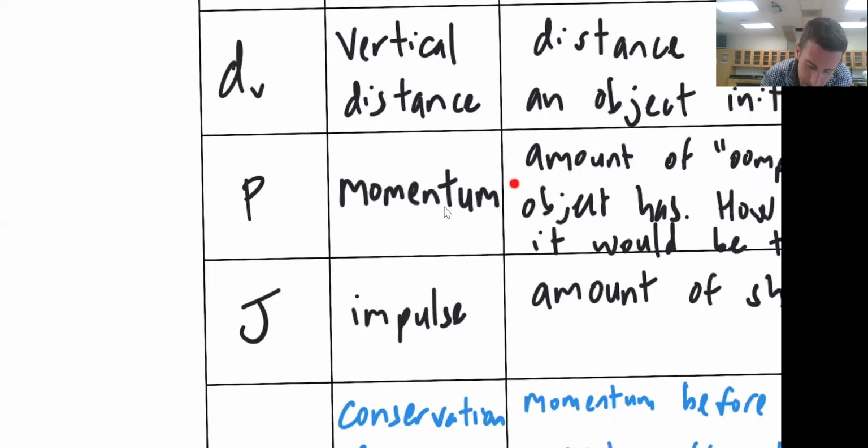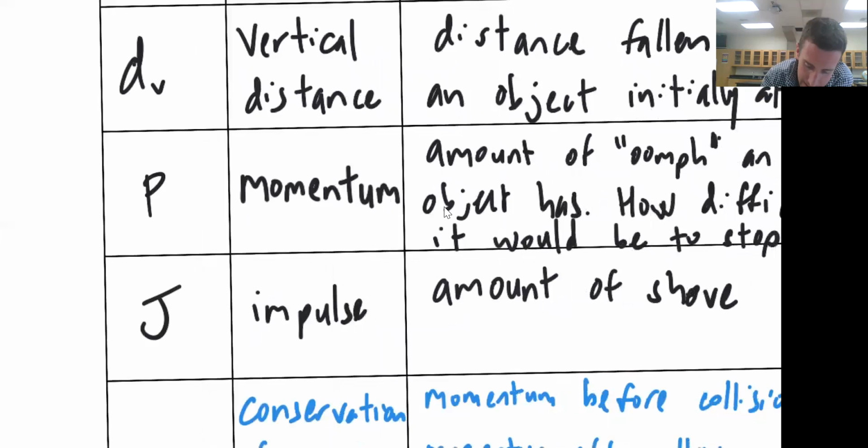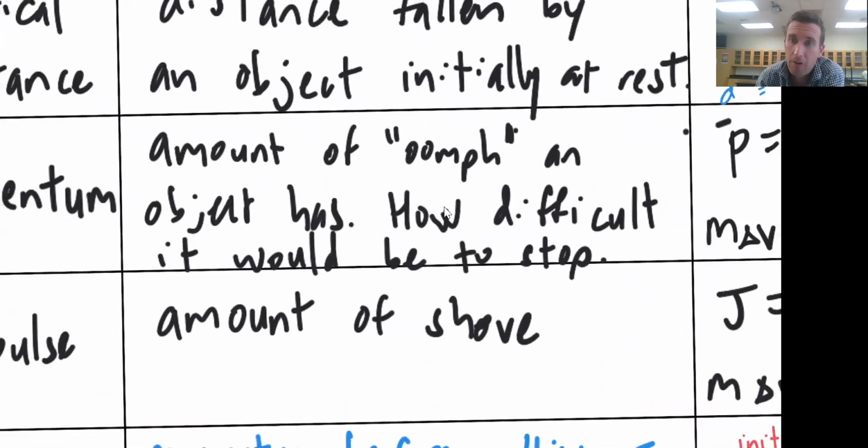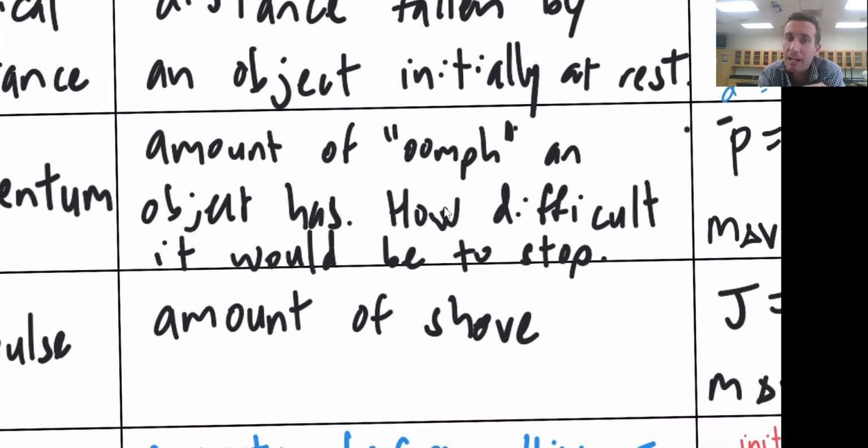And momentum, in the least sciencey words I can use, momentum is the amount of oomph an object has. Thought of another way, this is like how difficult would this object be to stop, right? Could you stop it easily, or would it take a lot of effort to stop it? That's kind of the amount of momentum that it has.